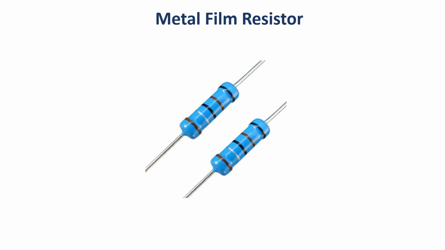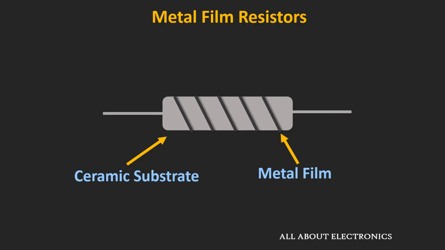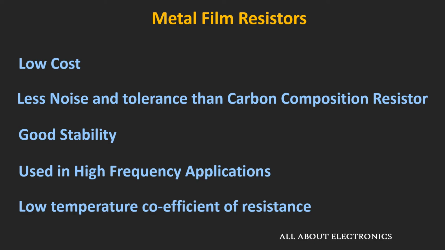So the next type of film resistor is the metal film resistor. In terms of the construction, these resistors are very similar to the carbon film resistor, but here, instead of carbon film, a thin layer of metal film has been deposited on a ceramic substrate. These types of resistors are also low cost resistors, and in terms of noise and tolerance, they are better than the carbon composition resistors. Apart from that, in terms of stability and the temperature coefficient of resistance, they are quite good, and generally they are preferred for high frequency applications.